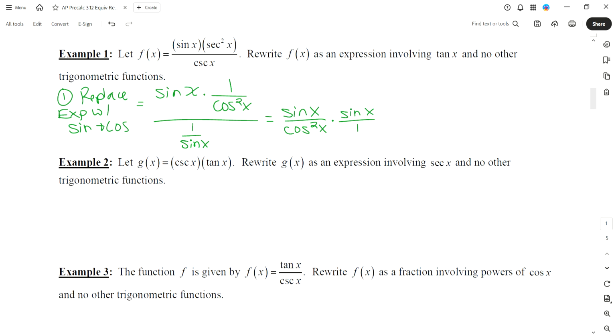Well, what is sine x times sine of x? Sine squared of x. Sine squared of x over cosine squared of x. Now, here is where this last piece of the instructions becomes really handy. It tells me rewrite f of x as an expression involving tangent and no other trig function. What is sine squared of x over cosine squared of x the same as?